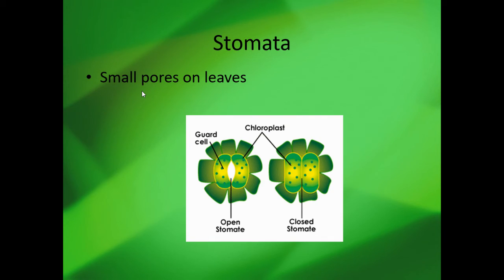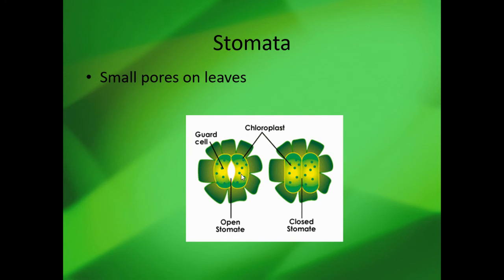Stomata, these are small pores on the leaves. Most of the time they're on the underside of the plants. And this is a blown up picture of a stomata. They can be open, and that's going to allow the light in, but it also releases water, which is why they are located underneath the leaf.